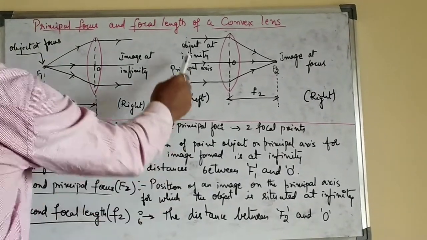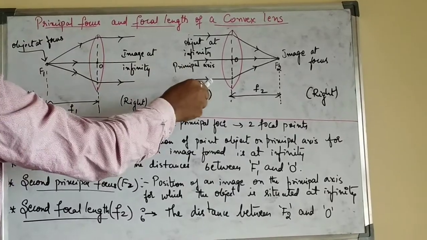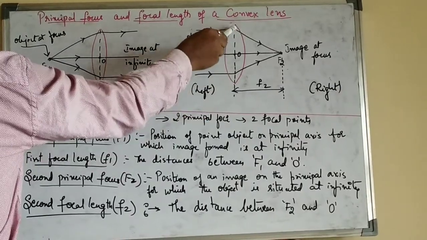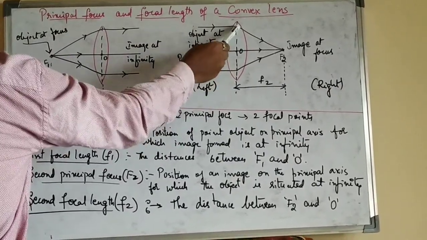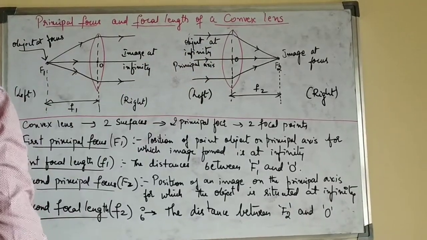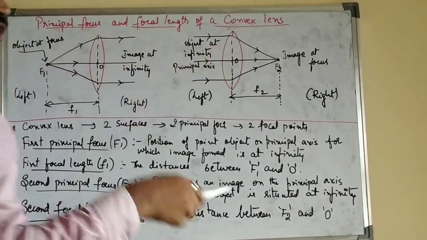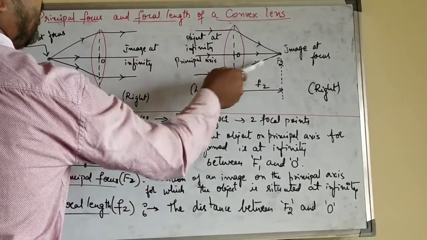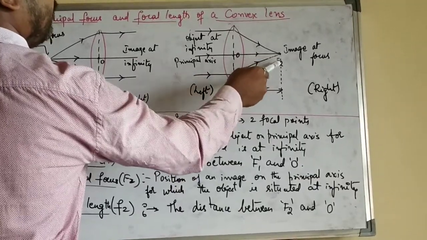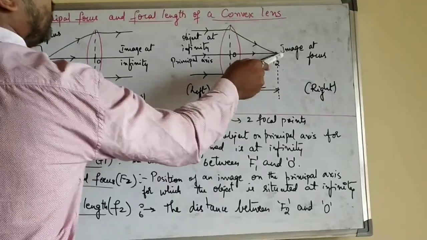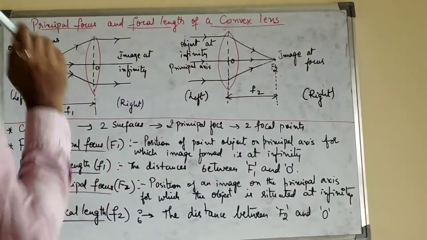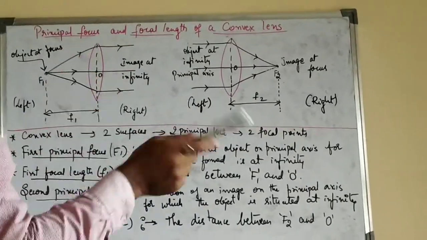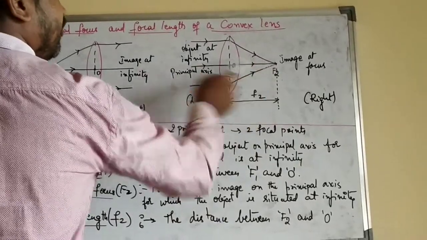Now see here. When the object is coming from infinity and falling on the aperture of the convex lens, it is getting refracted. Not only is it getting refracted, it is getting converged, refracted and converged at the second principal focus. At this second principal focus, you are expecting the image. Which means, whenever the object is at infinity, the image is formed at the second principal focus.